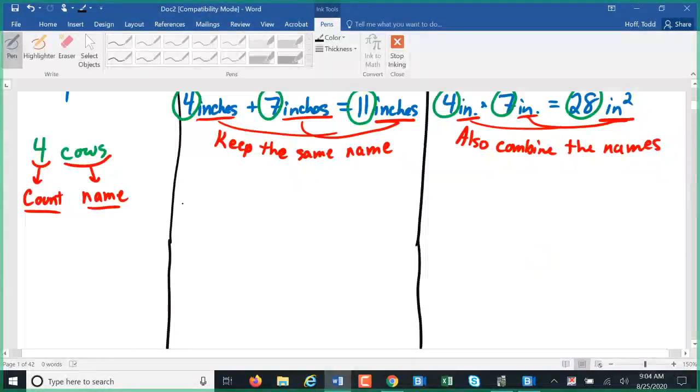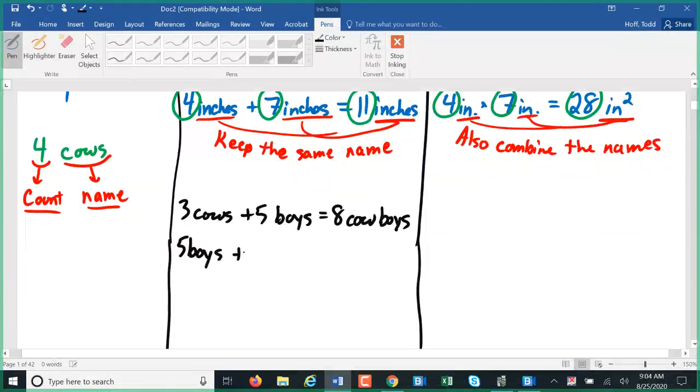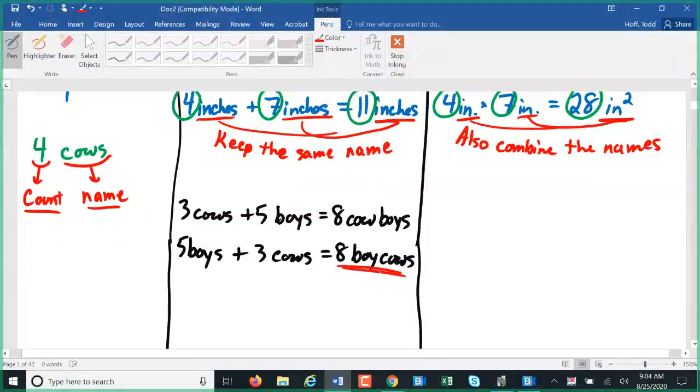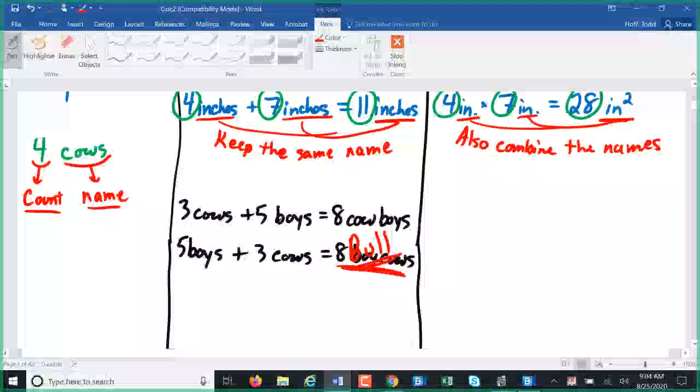If we have something like 3 cows plus 5 boys, does that give us 8 cowboys? Well, of course not. That's kind of silly, isn't it? Or if we go the other direction, 5 boys plus 3 cows, would that give us 8 boy cows? Obviously not. But those of you in the dairy herd can tell me that that is a bunch of bull, right? I know it's a long way to go for a joke, but there's a point behind it.